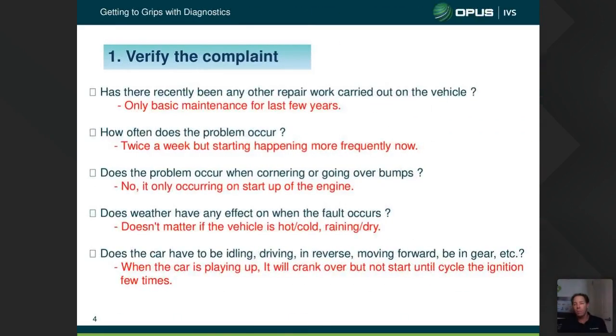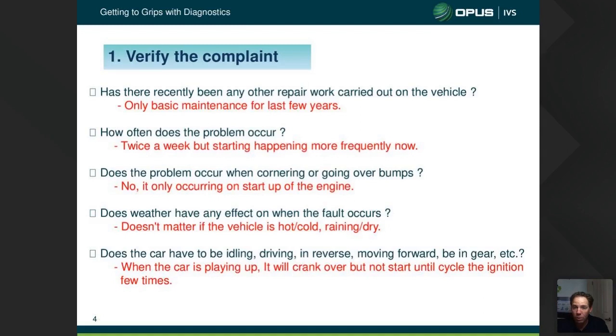Okay, so again, step number one, if you remember from last week, verify the complaint. We're going to verify the complaint by either road testing or talking to the customer and doing some open-ended questions. These are the questions that we have actually asked the customer. Has there recently been any repair work carried out on the vehicle? The customer's answer was only basic maintenance for the last few years.